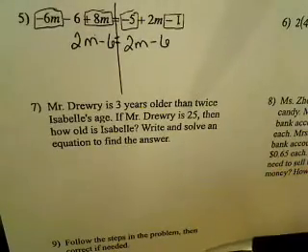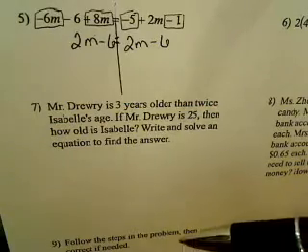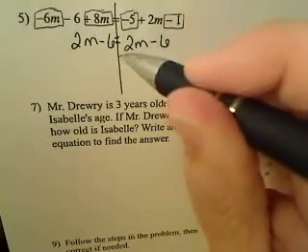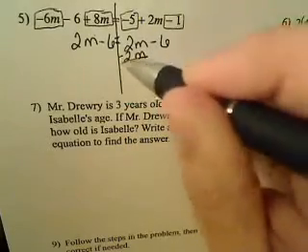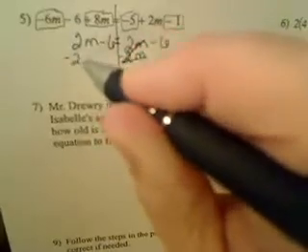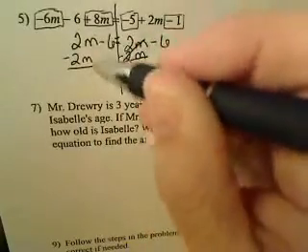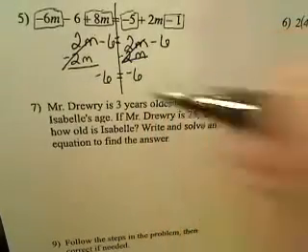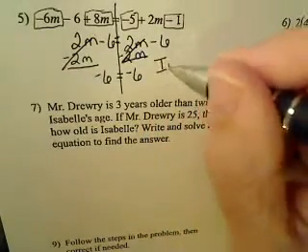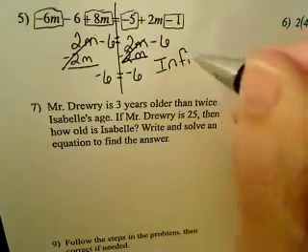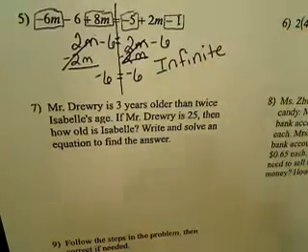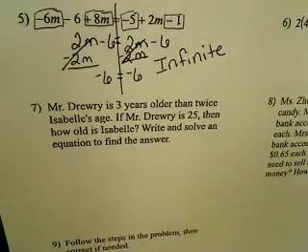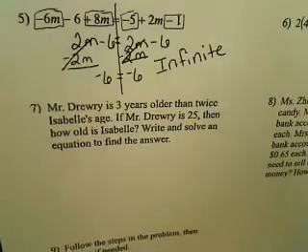If I went to the third step, which is to move variables to the same side, the inverse of a positive 2M would be to subtract 2M. From here, it cancels. And from here, well, that would cancel too. So I'm left with a negative 6 equals a negative 6. So this one, the actual answer is infinite solutions. There's some on the back that are labeled that, but this one just happened to turn out that way. Okay, well, let's look at number 6.